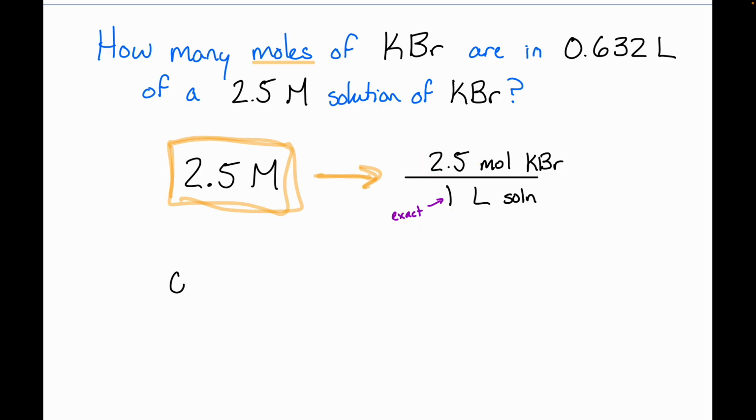Okay, so then I'm going to take my 0.632 liters of solution, and I'm going to multiply. Do I take it as is, or am I going to have to flip it? As is, right? I want liters on the bottom, 1 liter, and my 2.5 moles on top. I know that this is set up correctly because liters will cancel out, and I'll be left with how many moles are in that solution, or in that aliquot of solution.